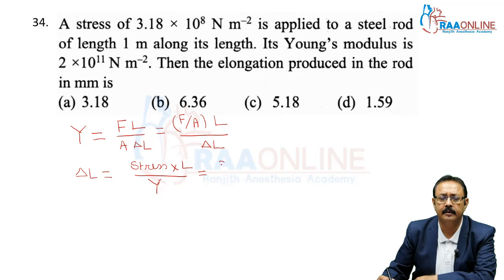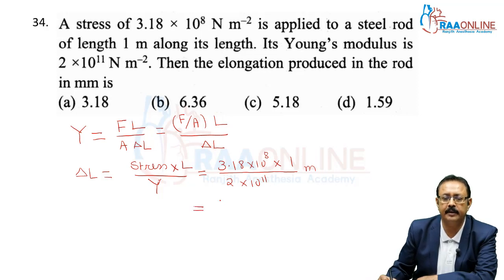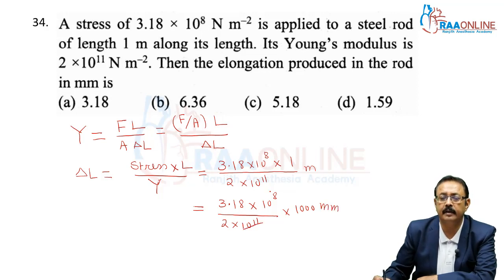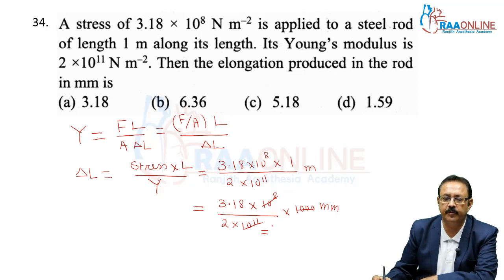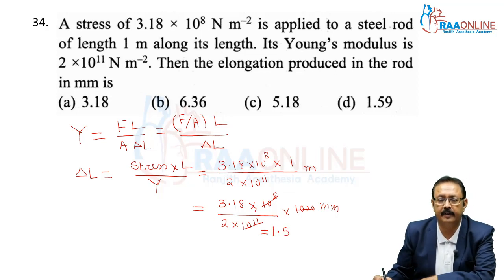What is the stress? 3.18 into 10 to the power 8 in SI unit. What is the length? 1 meter. What is Young's modulus? 2 into 10 to the power 11. So this answer is in meter. If I multiply this by 1000, I will get it in millimeter: 2 into 10 to the power 11 into 1000. Now my answer is in millimeter. 10 to the power 11 and 10 to the power 11, 8 and 3, 11 cancel out. You should only know the table of 2. 2 ones are 2, 2 fives are 10, 2 nines are 18. So we are going with option D.